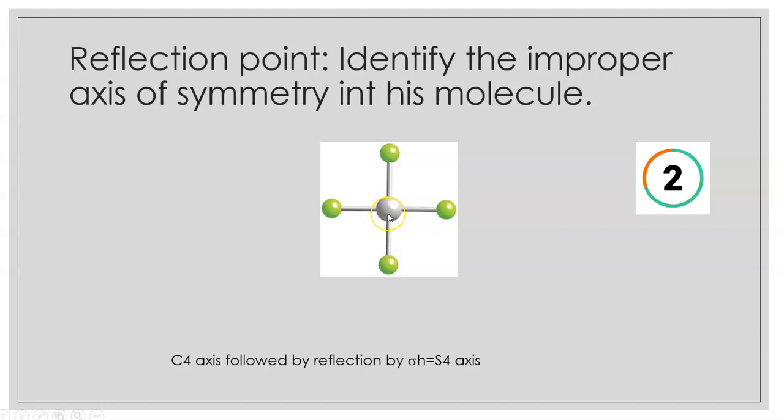You can see a central C4 axis of symmetry, and if you perform the C4 rotation, the image generated is exactly the same as your molecule. And if you perform a reflection over this particular plane, that is a sigma h perpendicular to your C4, then also you get an exact image looking like your starting image. Therefore, this molecule has both the C4 axis and also an S4 axis of symmetry. Now, if you have really identified the improper axis of symmetry, pat yourself on the back and enjoy the class.